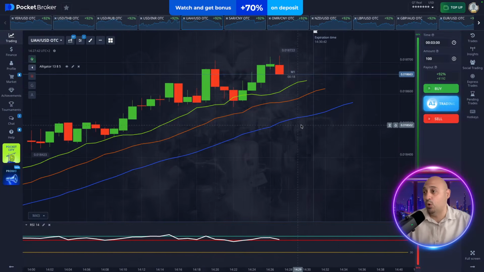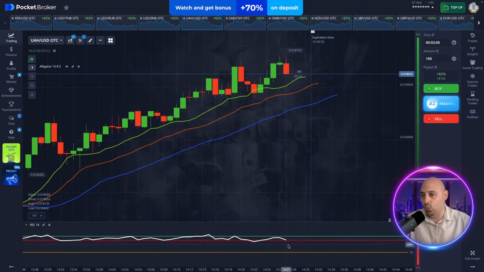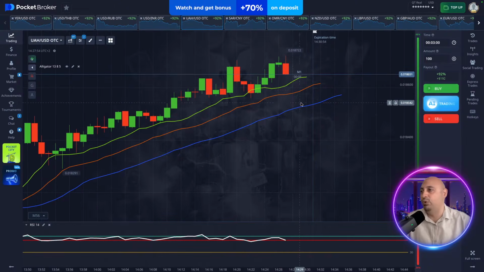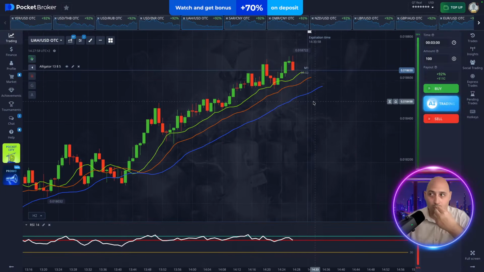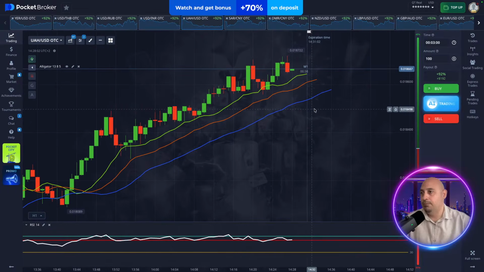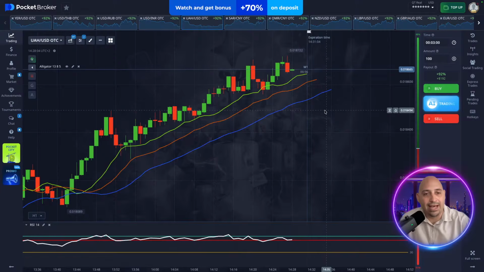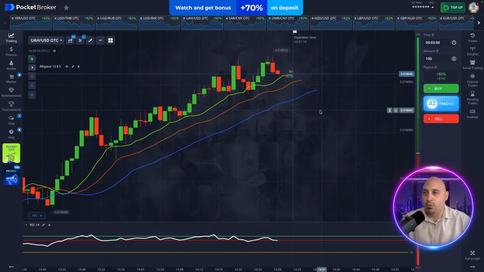All right, we do have a small pullback. Let's hope we're going to come close to our green fast moving average. We are dipping. We are coming close to the 60. I think we've hit the 60, but I'd prefer if we came even lower, closer to the green moving average. Are we late? I don't know. I don't want to push the trade, guys. I don't want to force it. I want more clear setups.